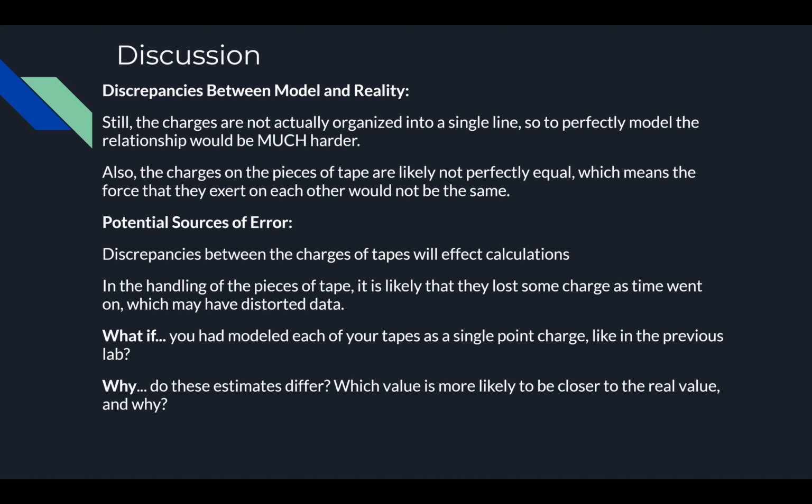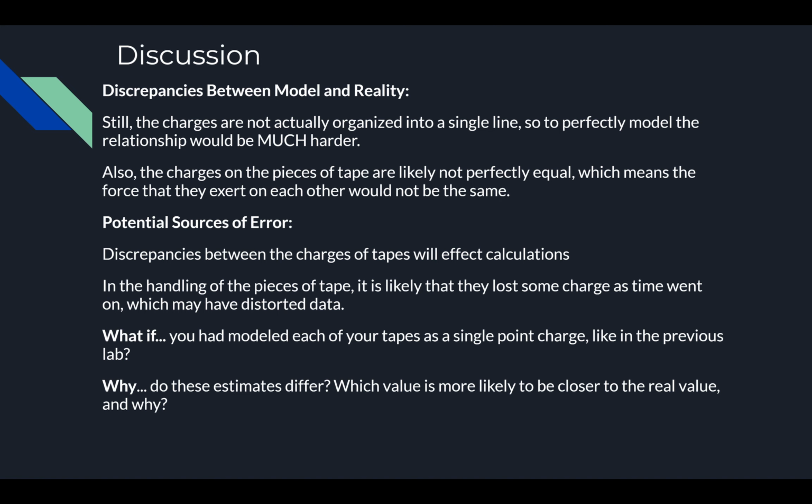Some sources of error, discrepancies between the two pieces of tape would affect calculations. In the handling of the pieces of tape, it is likely that they lost some charge as time went on, which could throw off data. What if you had modeled each of your tapes as a single point charge? I feel like I've covered that thoroughly. Essentially, the charge would come out much lower than it actually is in this model.